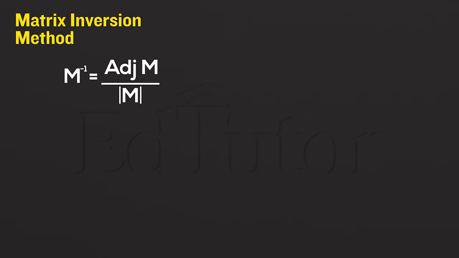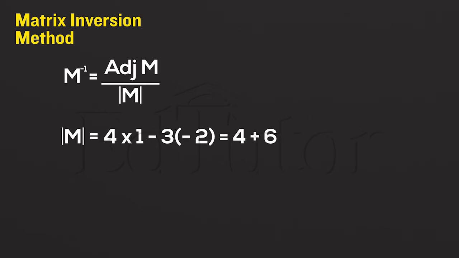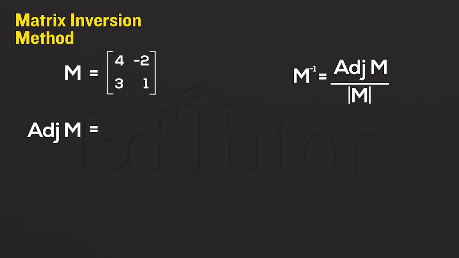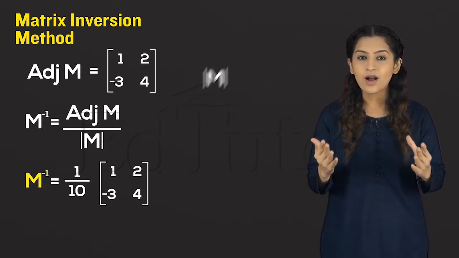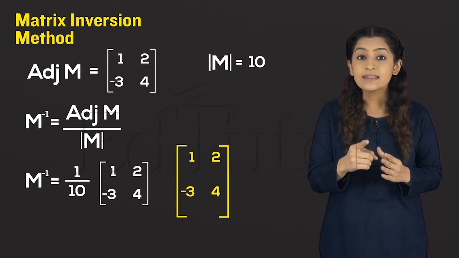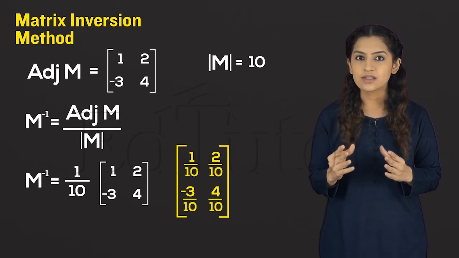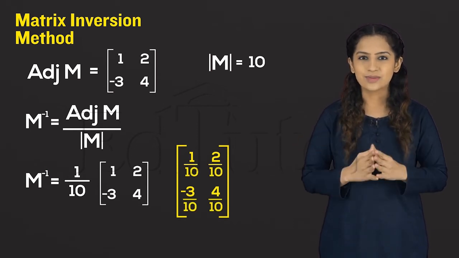For reference, see the formula written on my right. Always find the determinant first to see if it is singular or not. We have 4 into 1 minus 3 by -2, which is equal to 4 plus 6. The determinant is 10. Since it is a non-zero number, the inverse exists and we can continue with the solution. Now, to find the adjoint, swap these two, change the signs of these two, and then fill in the formula of the inverse. I'm not taking this 10 inside the matrix to divide the entries. Why? I will tell you very soon.